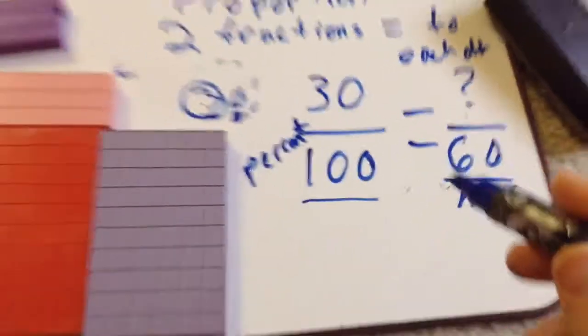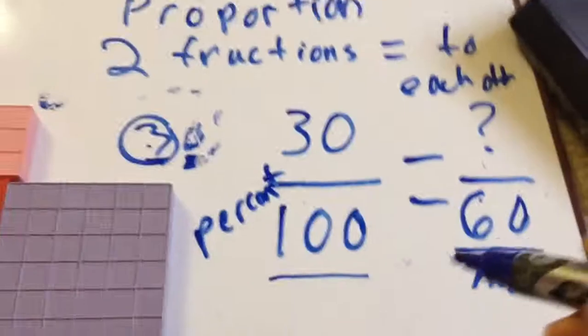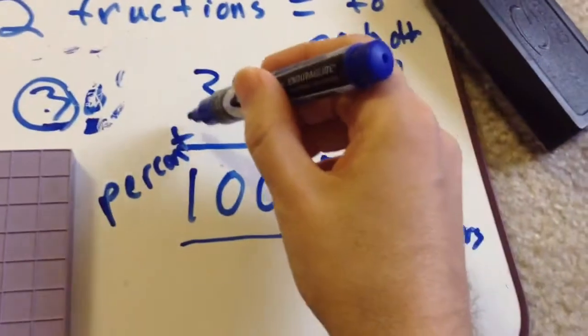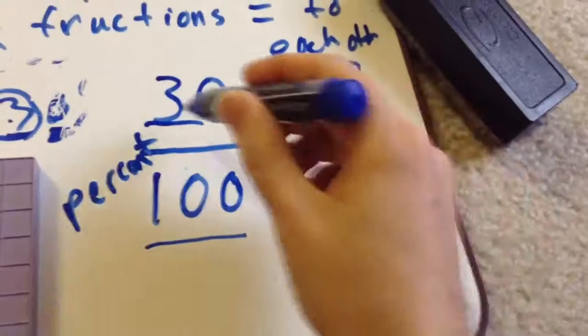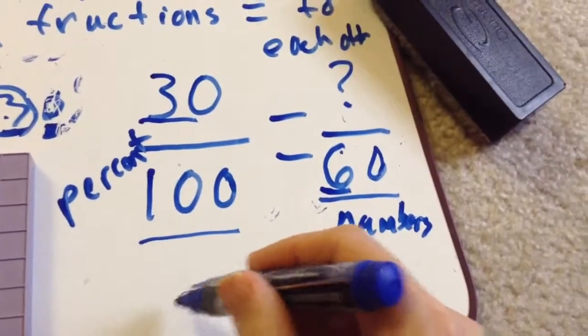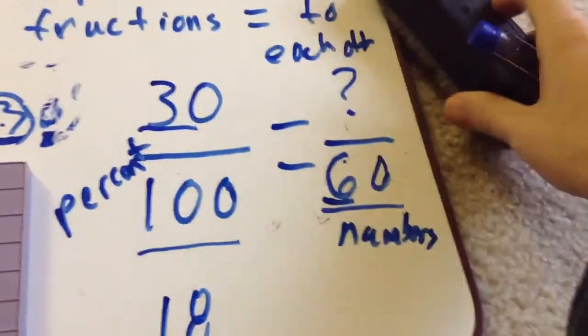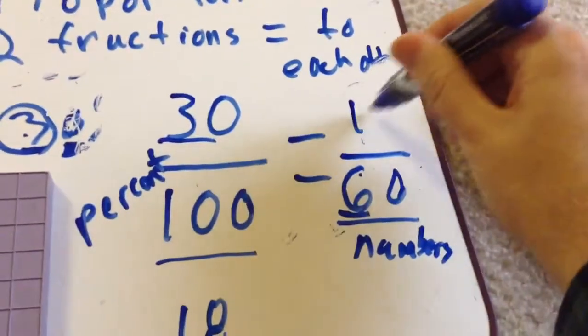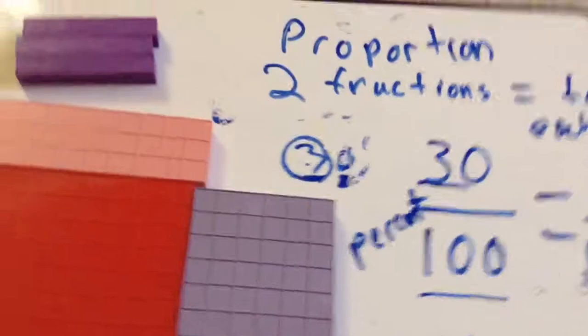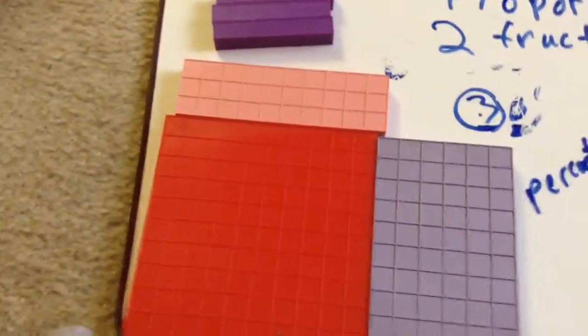Then all we do is multiply the first digit of each number diagonally, and we get 18. So that's the answer to our problem, 18. Let's do another one, and we'll just do it with the numbers.